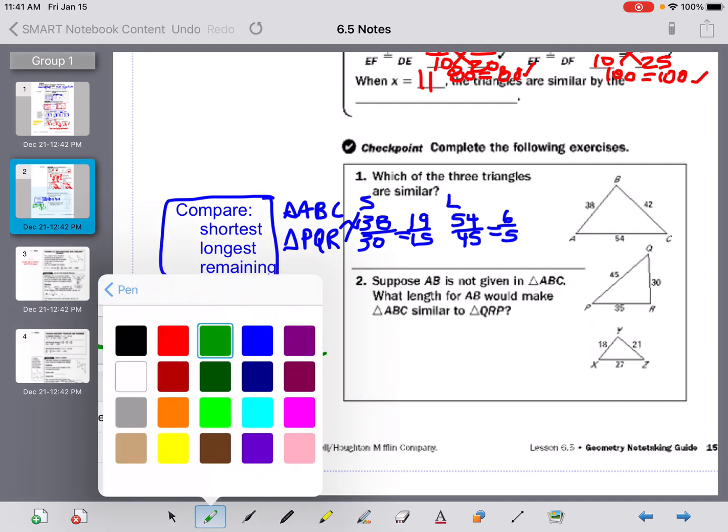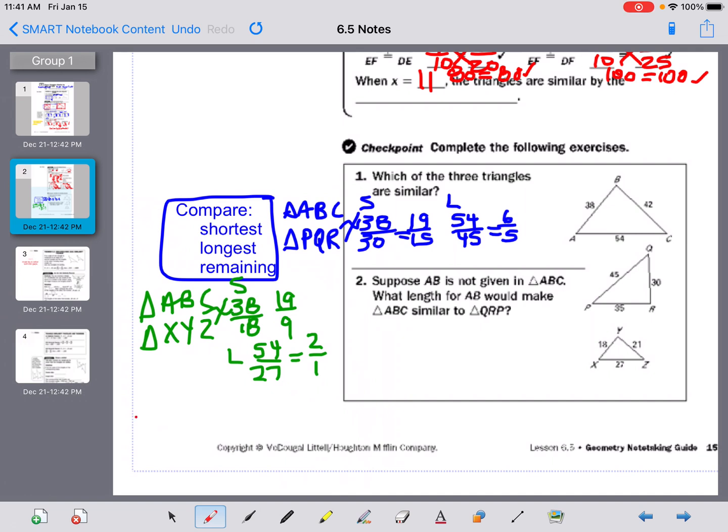So let's try, we have one more set to try. Let's try triangle PQR with triangle XYZ. All right, shortest side of PQR is 30. Shortest side of XYZ is 18. I can divide both by 6, and I get 5 over 3. Okay, let's go with the longest sides. Longest side on PQR is 45. Longest side on XYZ is 27. Divide them both by 9, and I get 5 over 3.